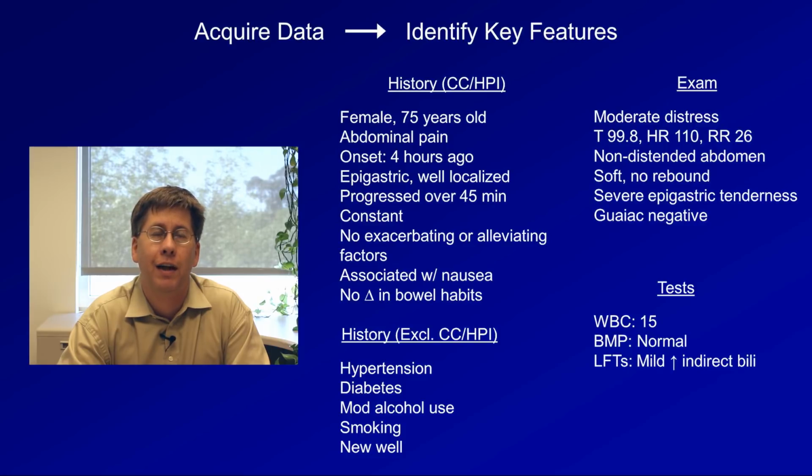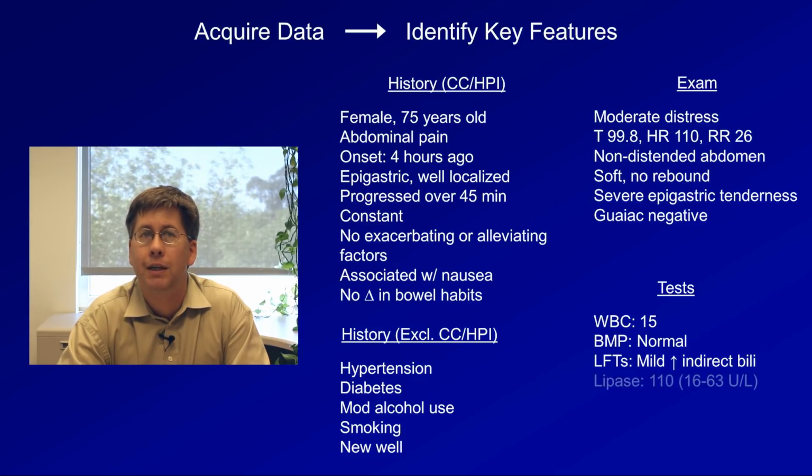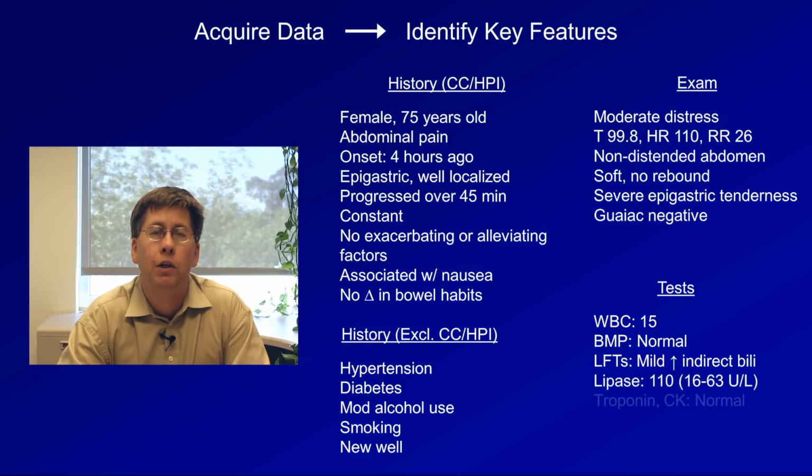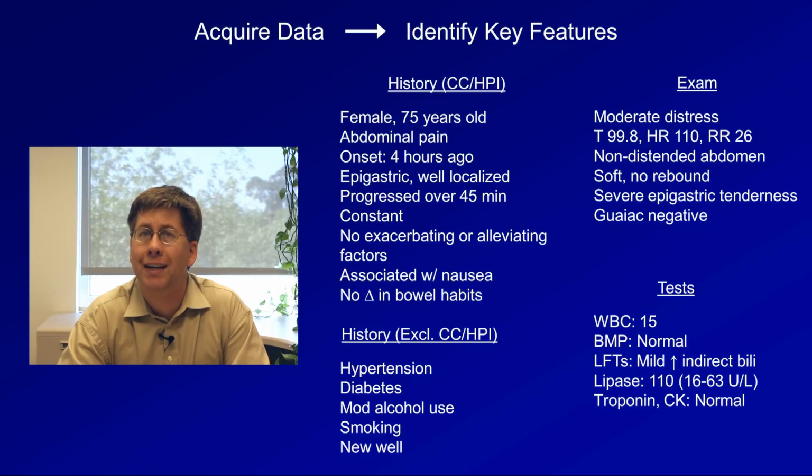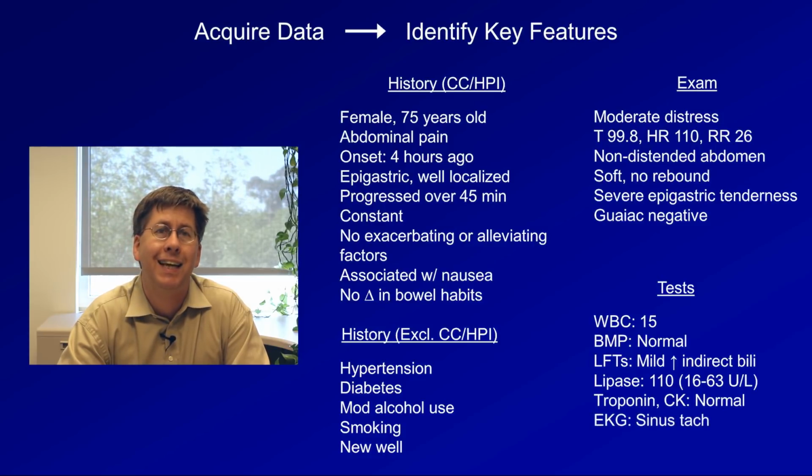Amylase was slightly elevated at 135 and lipase elevated at 110. CK and troponin are normal. A urinalysis is normal. An EKG just shows sinus tachycardia with no other abnormalities. CT scan of the abdomen and pelvis has been ordered, but not yet completed.